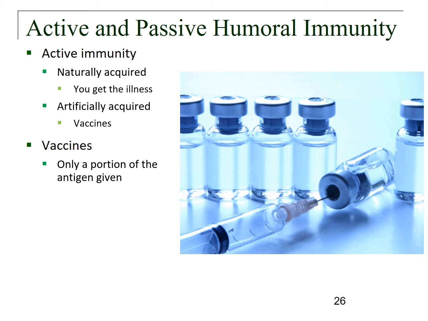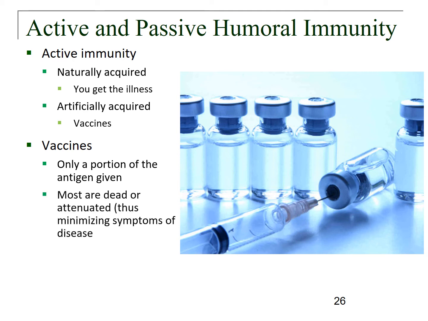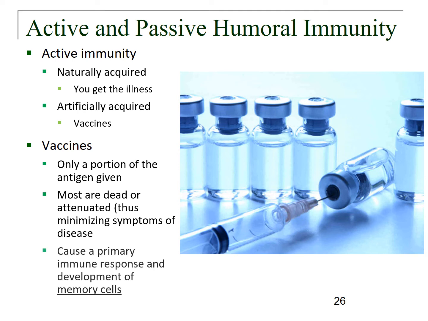Now, vaccines only give you a portion of a particular antigen. They don't give you the original pathogen. Okay, so most vaccines involve inactive or very low activity viruses. And what this is going to do is either minimize the symptoms of the disease, or you shouldn't have any disease symptoms present at all. So basically what a vaccine does is to cause your primary immune response as if you had gotten the illness. So basically a vaccine is pretty much a fake illness that doesn't give you the actual disease.